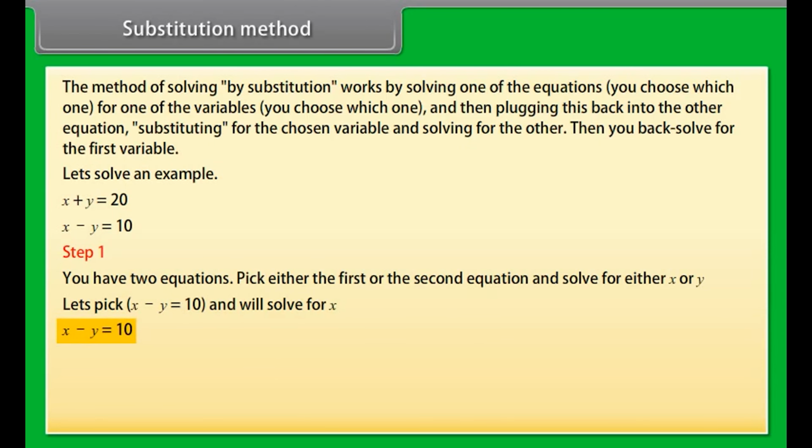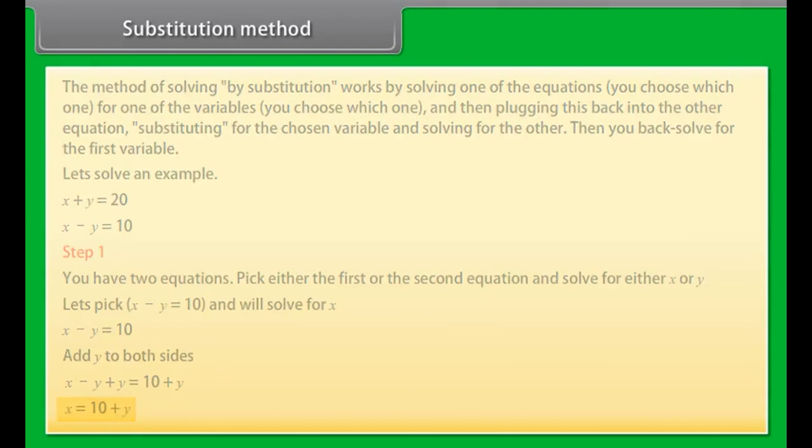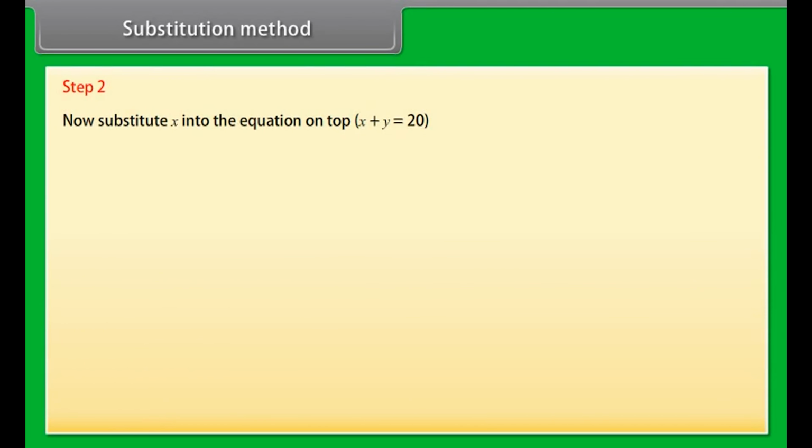x minus y is equal to 10. Add y to both sides. x minus y plus y is equal to 10 plus y. x is equal to 10 plus y. Step 2. Now substitute x into the equation on top. x plus y is equal to 20.